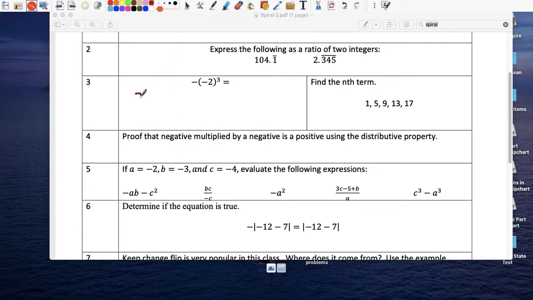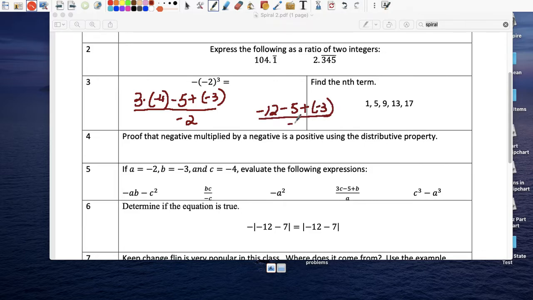3c, okay, so 3 times c, which is a negative 4, minus 5, plus b, which is negative 3. All that over a, which is negative 2. On the top, order of operation dictates I have to do these two, right? Multiply first and then subtract 5 and then add negative 3. Let's do that. So 3 times negative 4, now right over here, is negative 12. Then we're going to do minus 5 plus negative 3. All that over negative 2.